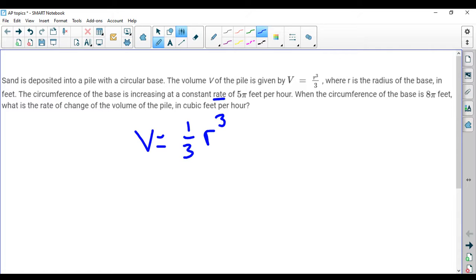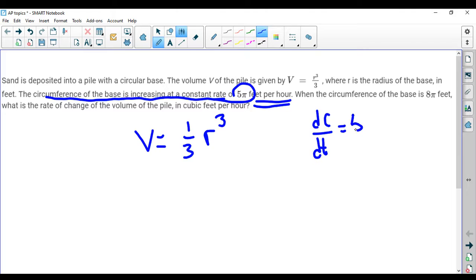Then I'm going to read all the stuff that's given. It says the circumference of the base is increasing at a rate, so this is a rate, at 5 pi feet per hour. That feet per hour tells you that it's a linear expression, not a volume. If it was dV dt, it would be feet cubed per hour. So that's important. We're going to say the circumference is c, so dc dt equals 5 pi.